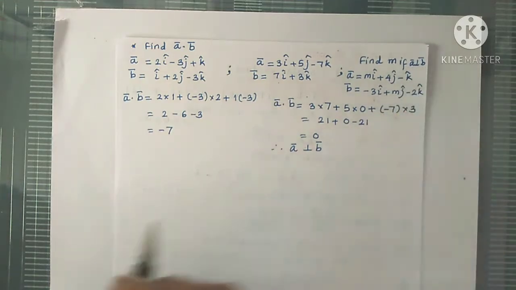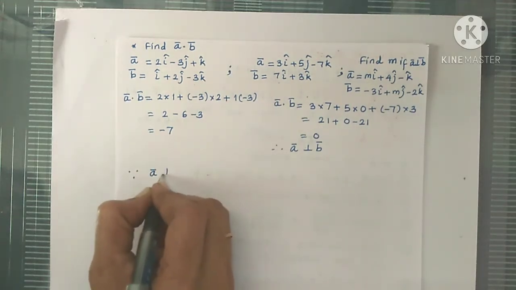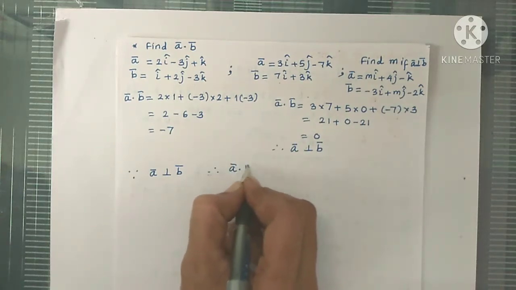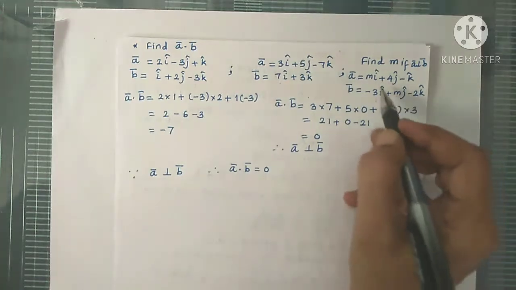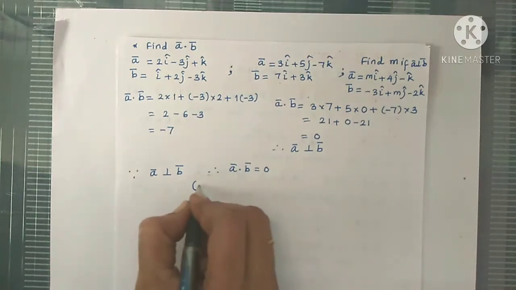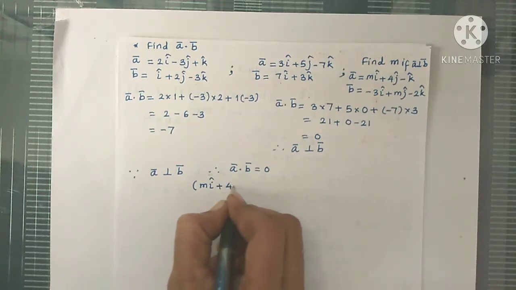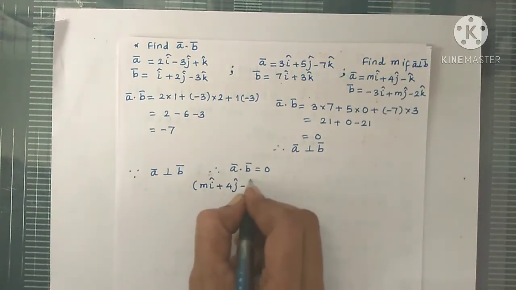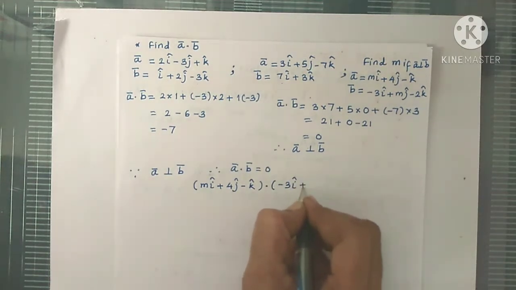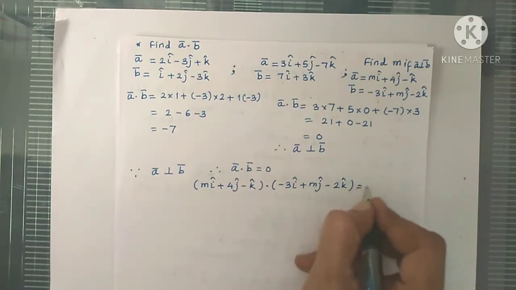Find m if a bar is perpendicular to b bar. Now it is given that a bar is perpendicular to b bar. So as a bar is perpendicular to b bar, therefore their dot product is equal to 0. Let's write a bar and b bar here and then write the dot product. So a bar is m i cap plus 4j cap minus k cap, dot b bar, that is minus 3i cap plus m j cap minus 2k cap, equal to 0.